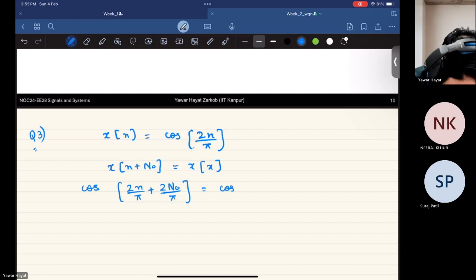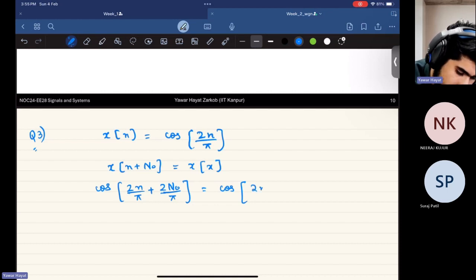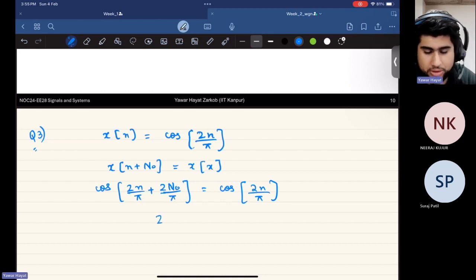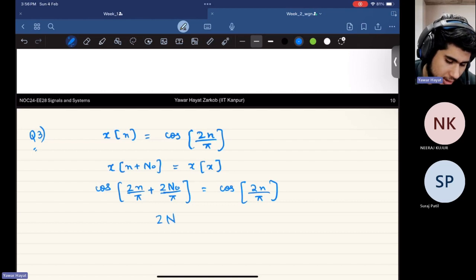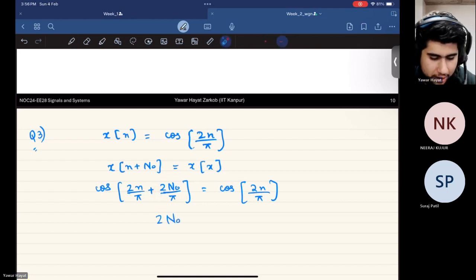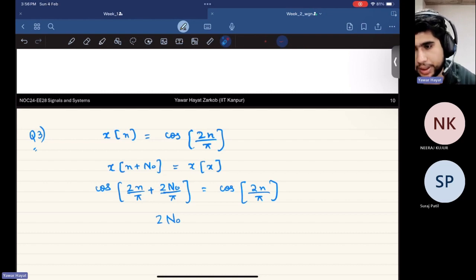is cos of 2n by pi. Fine. Like we proceeded in an earlier question, we'll write that this argument should be an integral multiple of 2 pi, right?